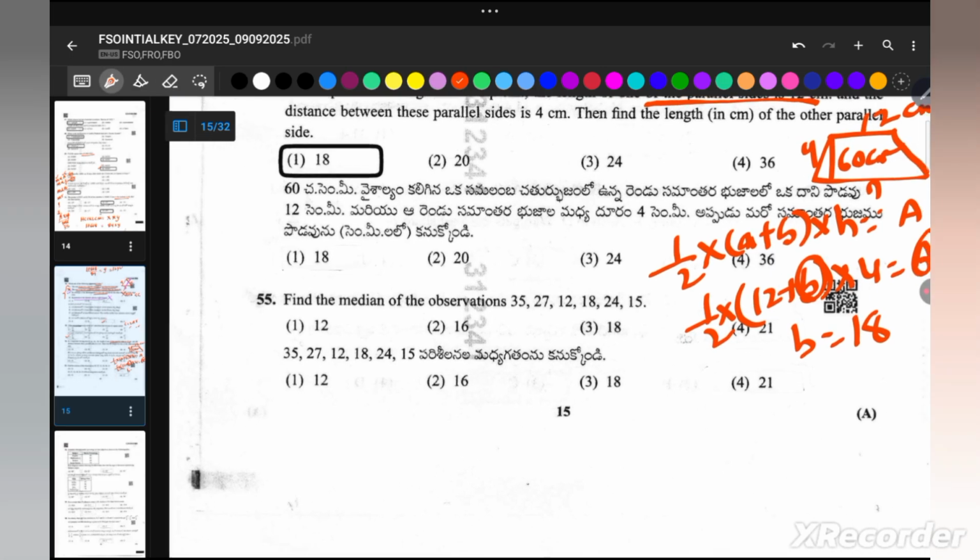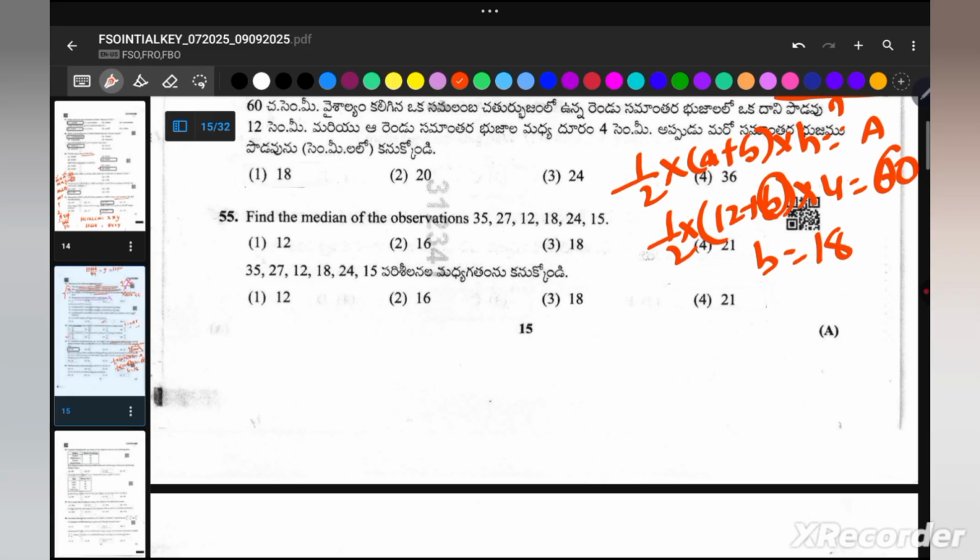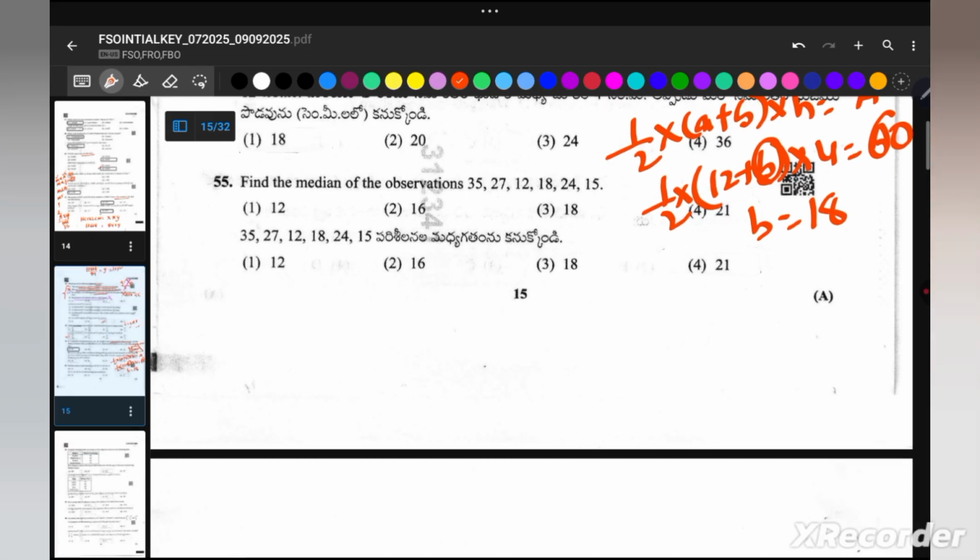Next, find the median of the observations which are provided below. So these are the observations. When you find the median, we need to write it in either ascending order or descending order. Let's write it in ascending order: 12, 15, 18, 24, 27, 35.